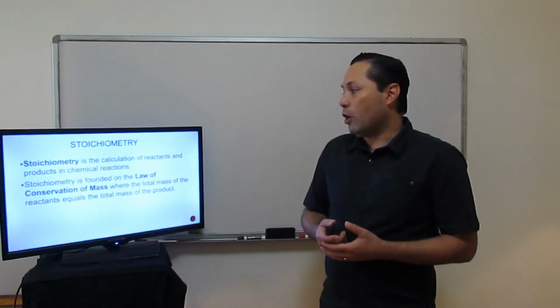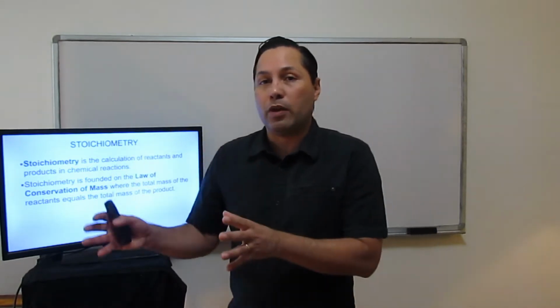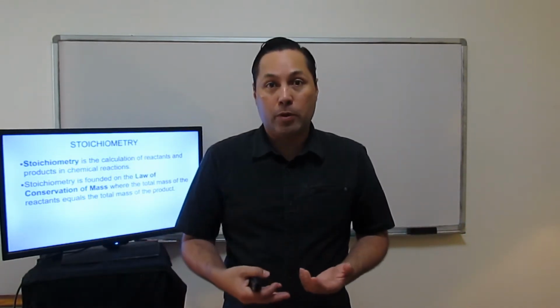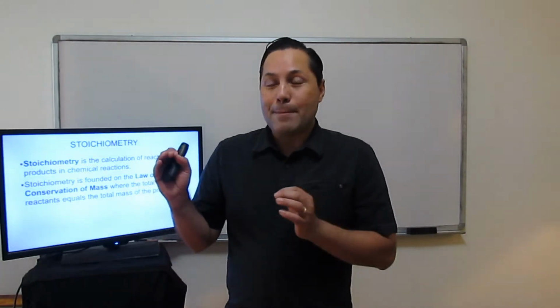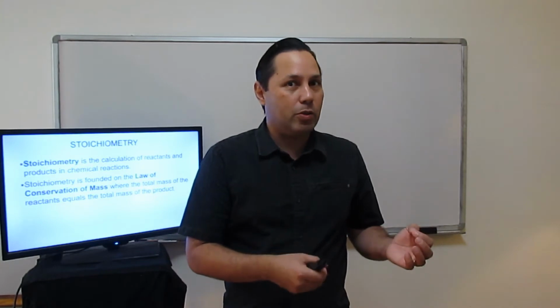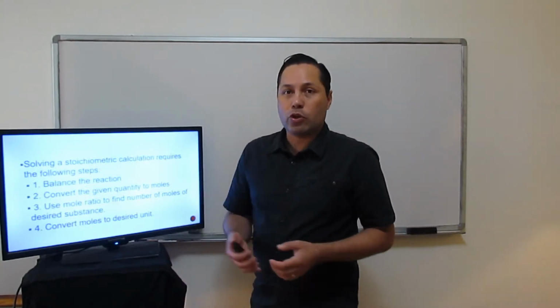Stoichiometry is founded on the law of conservation of mass, which states that whatever amount of molecules you begin with, that's the same amount that you have to end with. Molecules are merely rearranged in a chemical reaction. So the mass at the beginning, the reactants, should equal the mass at the end, which is the mass of the products. So what are the steps for solving a stoichiometry problem?